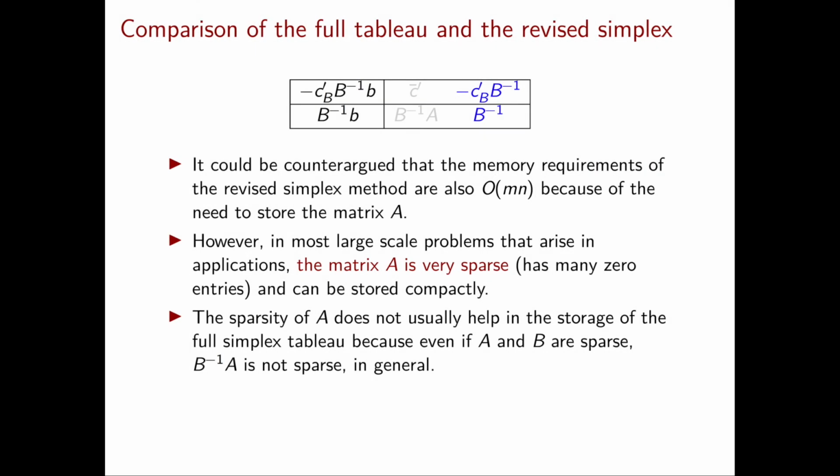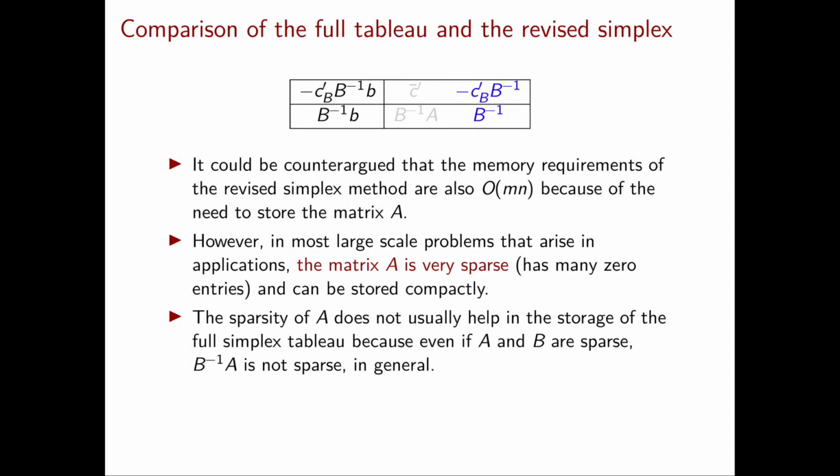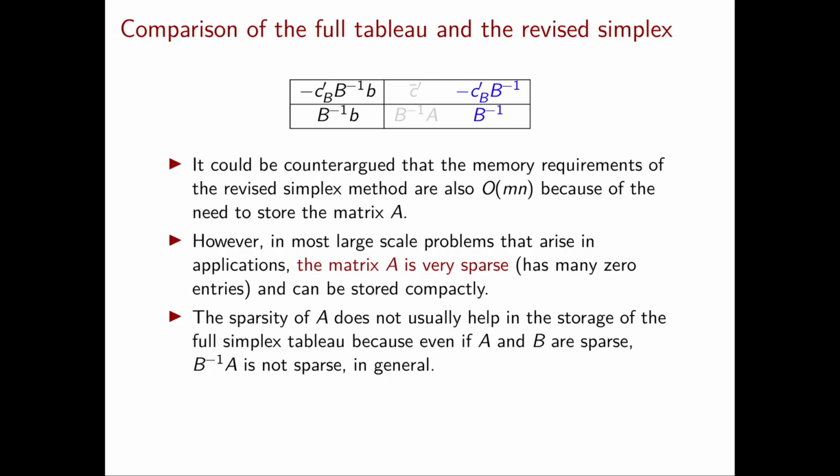But at this point you could wonder if the sparsity of the matrix A can also be used to decrease the memory requirements for the full tableau method instead. Unfortunately, that's not the case. And again, the reason lies in the fact that the full tableau explicitly constructs B inverse A. Now, even if we assume that A is sparse, so that it has few non-zero entries, the matrix B inverse A in general will not be sparse. So the sparsity of A doesn't help in the full tableau.